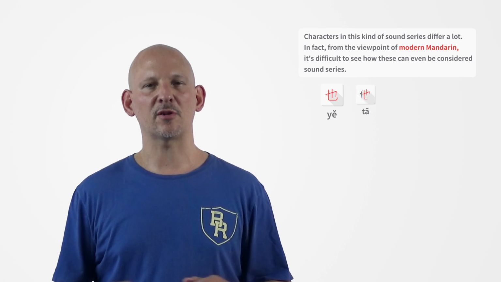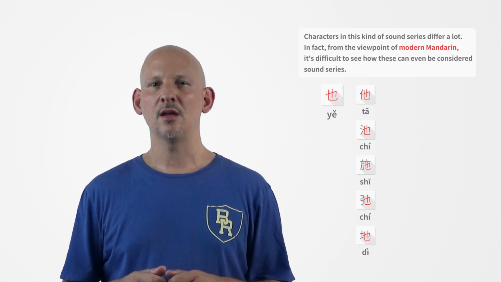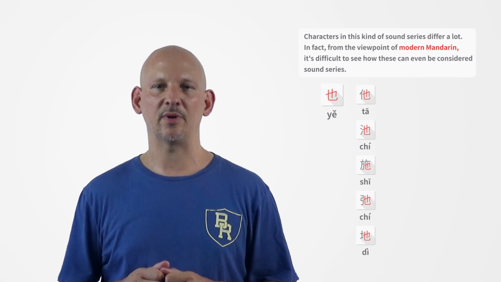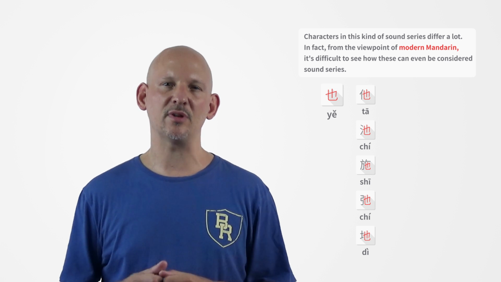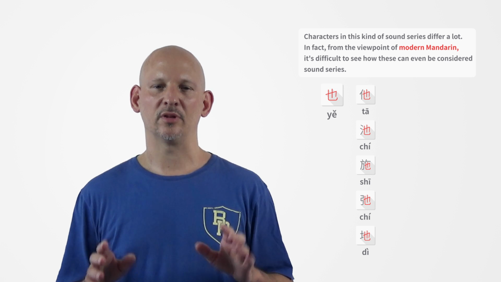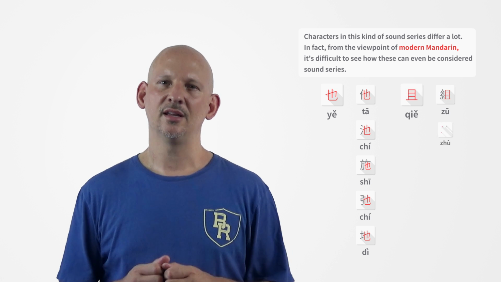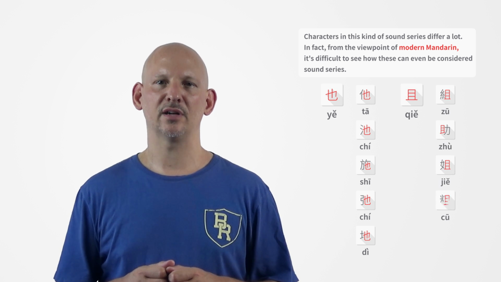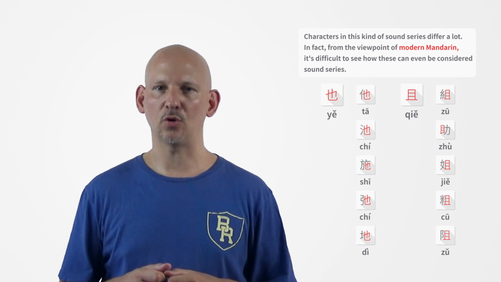Now from the perspective of modern Mandarin, it's hard to even see that a lot of these are actually sound components. But you gotta remember that the language we're talking about is Old Chinese. In other words, Chinese from 3,000, 3,500 years ago. Let's switch over here to look at the qie series, but also qie. It's a very ugly series. A lot of variation in vowels, initials, and in tones.